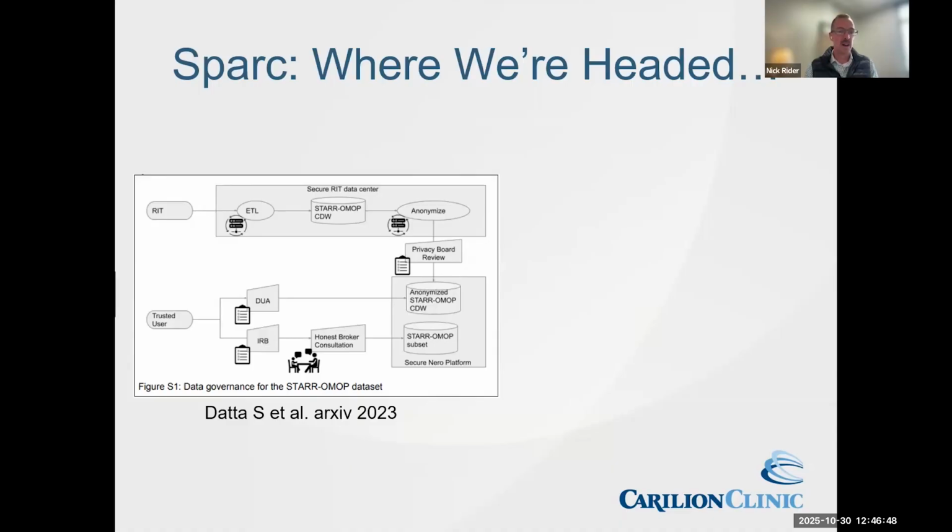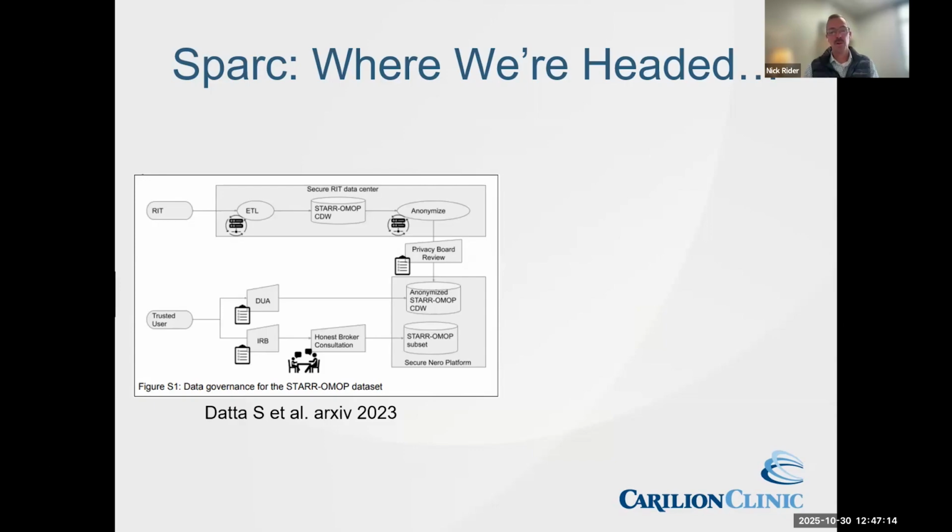And you'll see they have an anonymized clinical data warehouse, and then they have a completely de-identified data set there in a common data model called OMOP, and then they have one that is maybe more of a limited data set. And then you as a trusted user on the left, this looks very similar to the schematic shown earlier with your data use agreement and IRB in place.